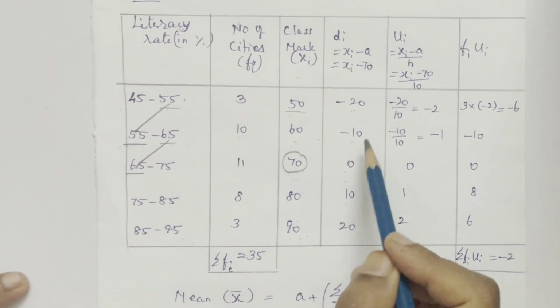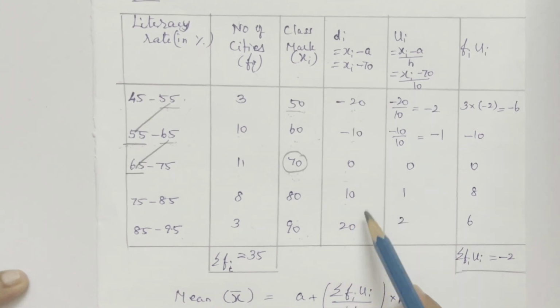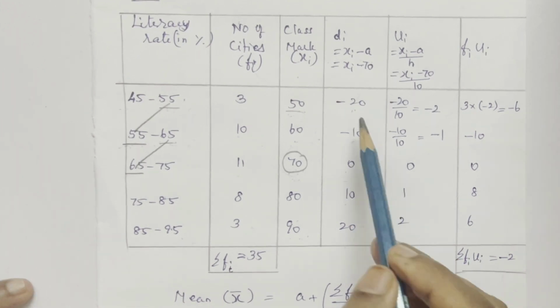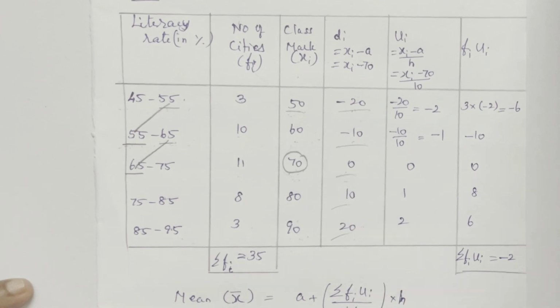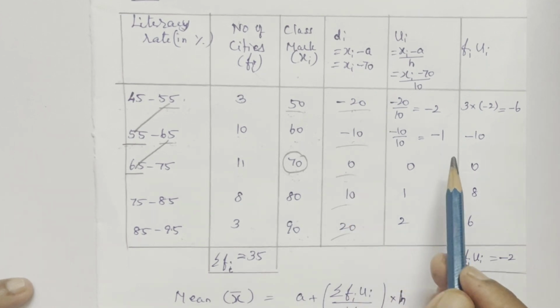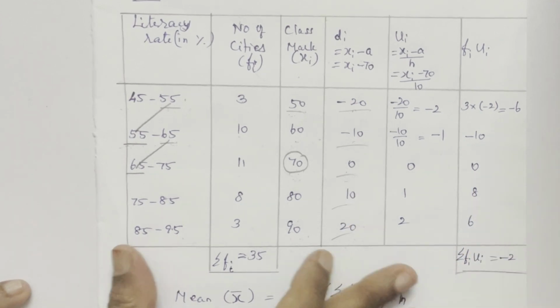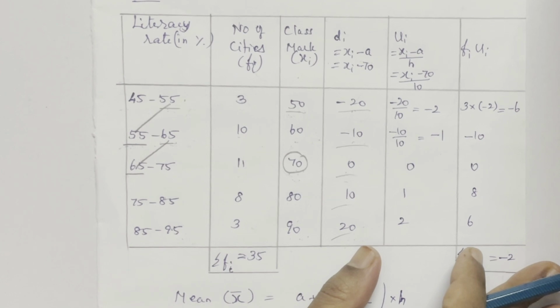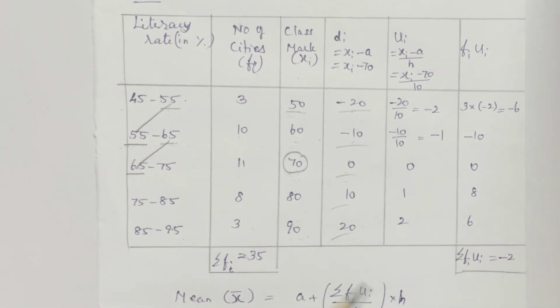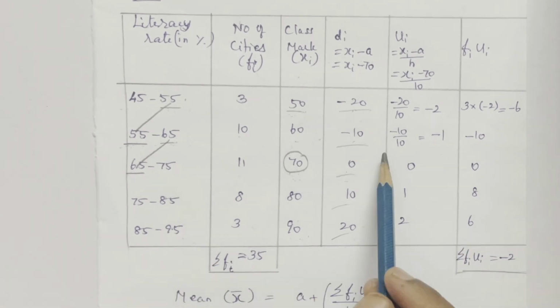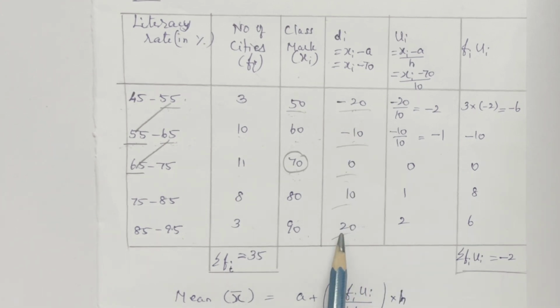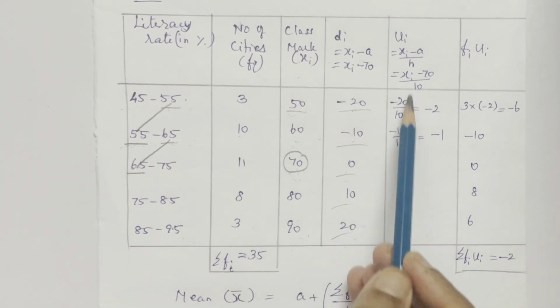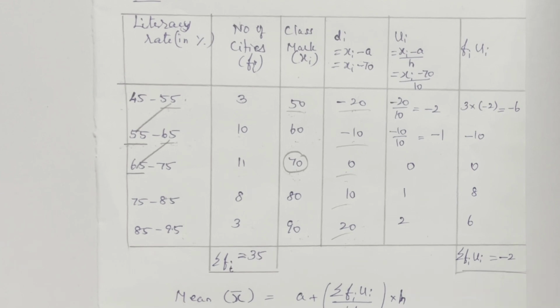Now I could see the di have a common divisor, that is 10. All the numbers are divisible by 10. So I can proceed with the third method. This problem can be solved by all 3 methods, and all 3 methods are easy. If you wish, you can solve by the direct method. To make the problem easier, I have gone through the second method and solved with the last method, that is the step deviation method.